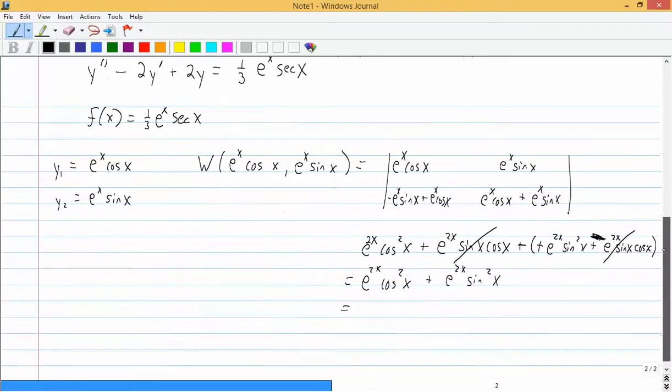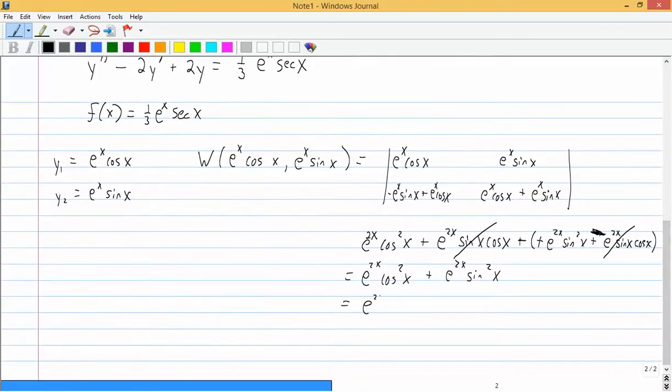If we factor an e to the 2x out of that expression, that'll leave us with cosine squared x plus sine squared x. And that is the Pythagorean identity. So I have e to the 2x times 1, because cosine squared plus sine squared equals 1. So our Wronskian of those two solutions was equal to just e to the 2x.